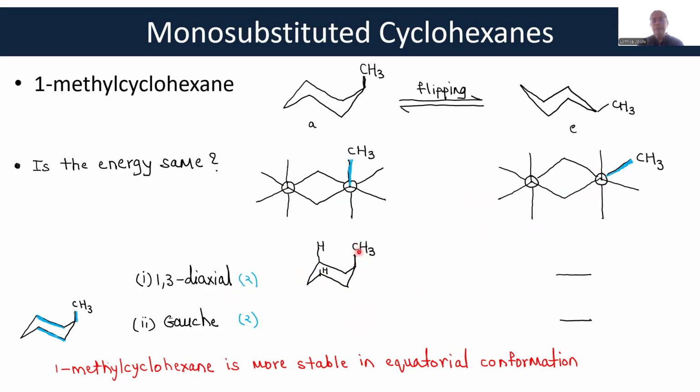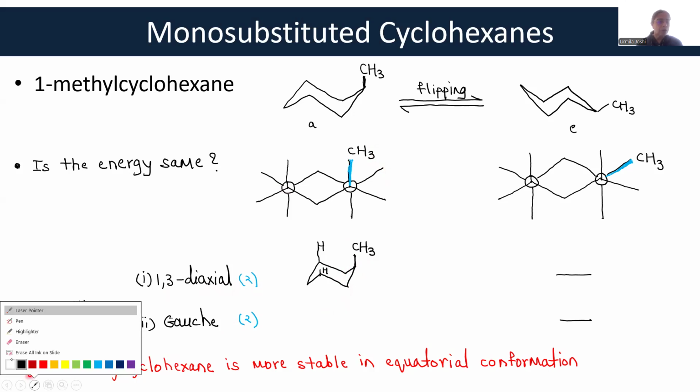Now when in this format, it faces 1,3 diaxial interactions from these two hydrogens. Okay, these are also upper plane axial hydrogens. So all of them are in the same plane and they face 1,3 diaxial interactions, which increase the energy of the system. Okay. Now, second interaction is a gauche interaction.